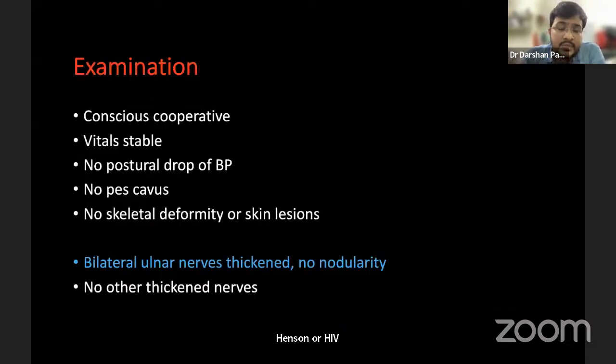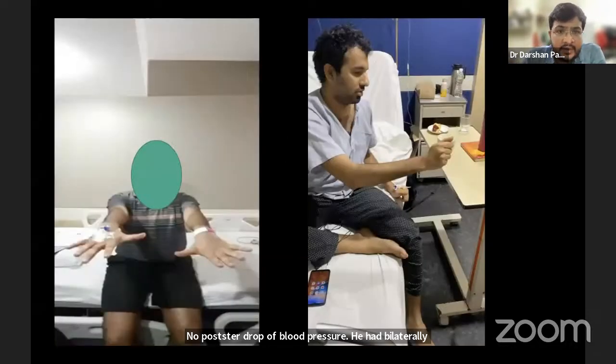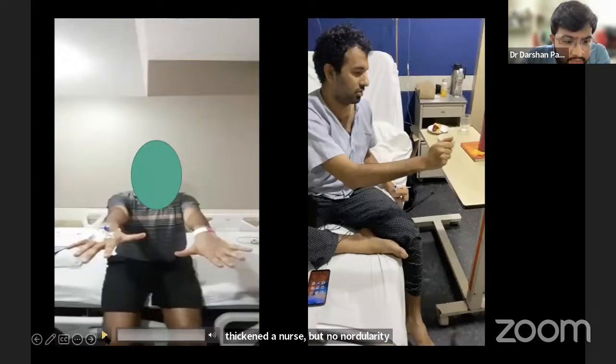On examination, there were no structural skeletal deformities and no postural drop of blood pressure. He had bilaterally thickened ulnar nerves, but no nodularity. There were no cranial nerve abnormalities. I'll show the video of the patient.